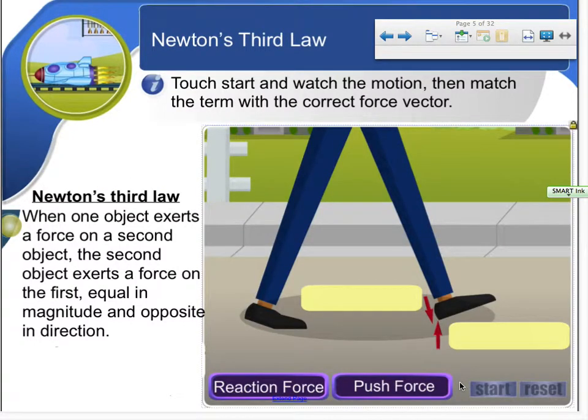Newton's third law. Can I have a volunteer? We're not going to touch this one because it is acting kind of crazy. Instead, Keyshawn is going to demonstrate what is happening by going to that wall and then coming back. Everyone watch his feet, or pretend these are his feet and he is walking. Looking at him walking, he needs to match the terms with the correct force vector. For instance, we have reaction force and push force. Which one is the push force, the top one or the bottom one? Move these to where they belong.